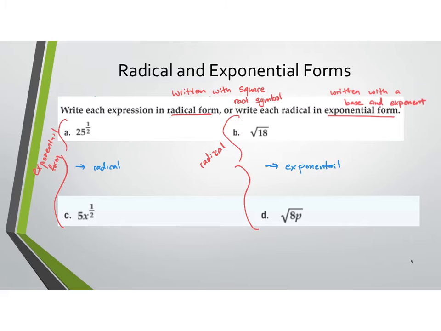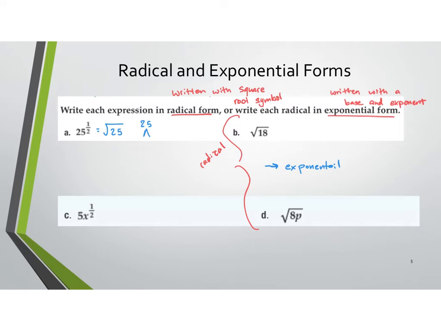Here we go. So for this first one, let me erase, and let's solve. For this first one, remember, when I have a fraction as an exponent, I can rewrite it as a radical. So I can go ahead and rewrite this as the square root of 25. Now that I've rewritten it, I have to simplify.